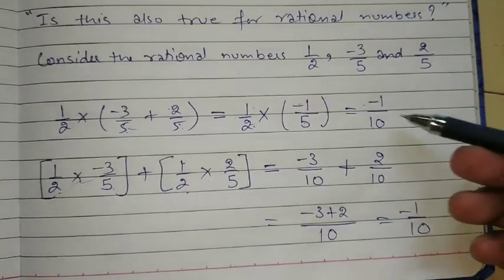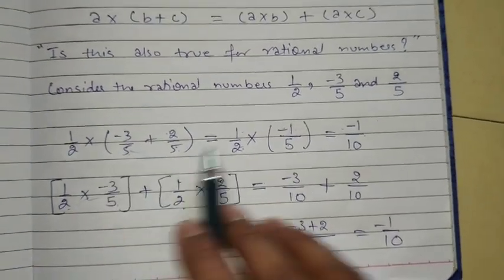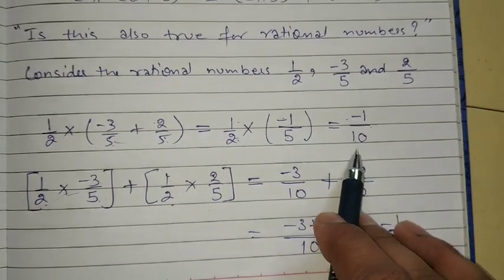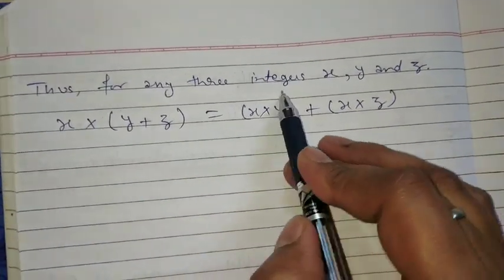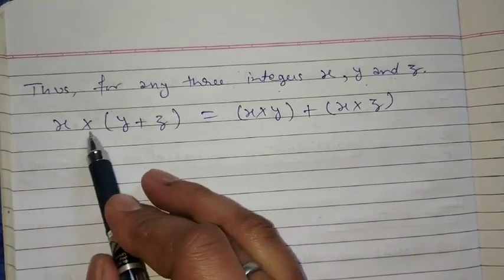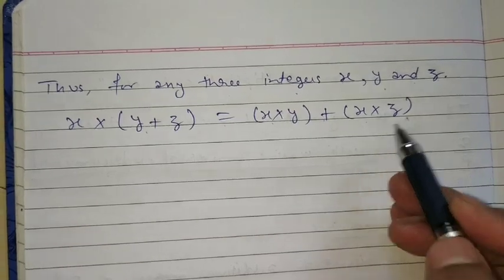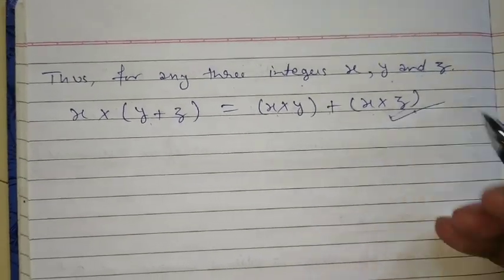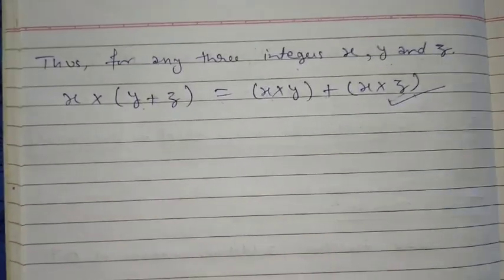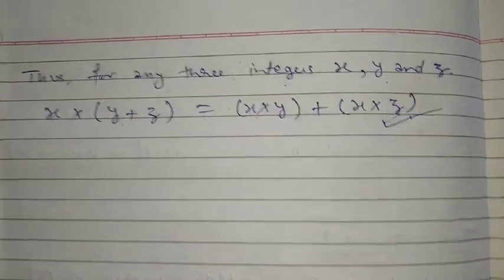Okay, so again यहाँ पे भी हमने देखा कि जो हमारा पहला एक्सप्रेशन था इसको सॉल्व करने पे हमें माइनस 1 बाई 10 मिला, और सेकेंड एक्सप्रेशन को सॉल्व करने के बाद भी हमें माइनस 1 बाई 10 मिला. So thus for any three integers x, y and z, x into y plus z is equal to x into y plus x into z. So distributive property of multiplication over addition for rational numbers भी satisfied होता है. अब हम सारी प्रॉपर्टीज को पढ़ चुके हैं, और इसी के साथ इस वीडियो में हम सारी प्रॉपर्टीज ऑफ रैशनल नंबर्स अच्छे से पढ़ चुके हैं.